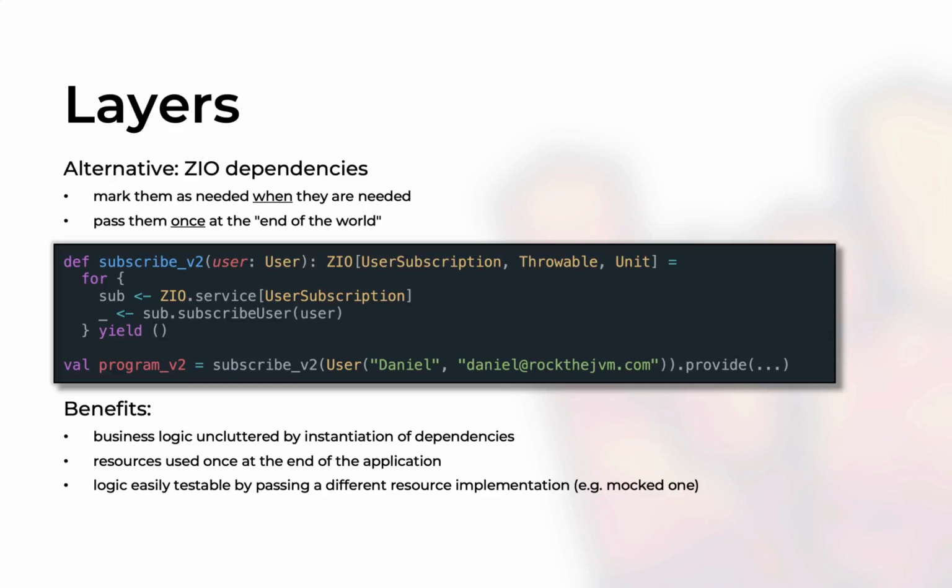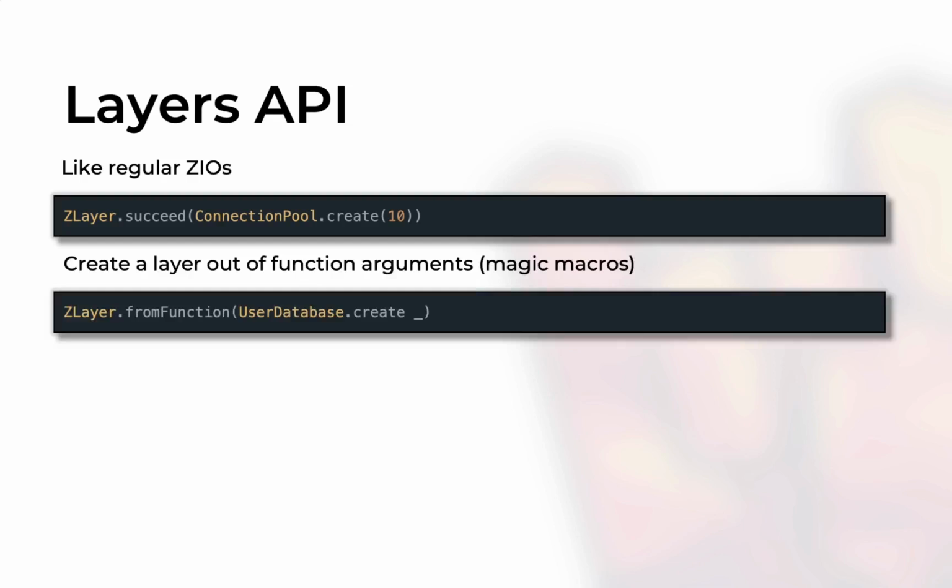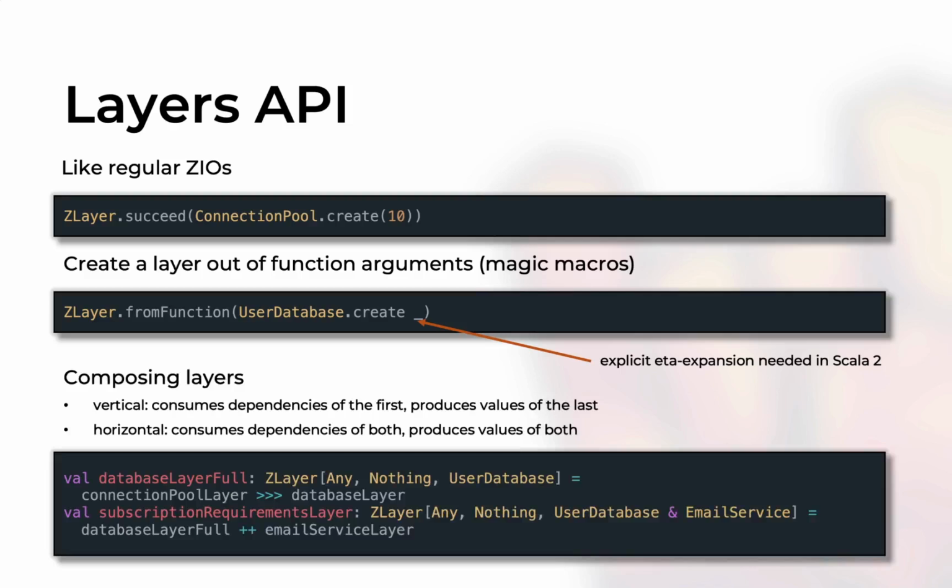And with those principles in mind, we introduced the ZLayers API. So ZLayers can be built like regular ZIOs with ZLayer.succeed, .fail, .attempt, and so on and so forth. ZLayers are these data structures that can be passed as dependencies to effects. You can also create a layer out of function arguments, and through some magic macros, the ZIO library will automatically infer the ZLayer's dependencies and the values that this layer will produce. The eta expansion is only needed in Scala 2 if you are passing a function value built out of a method. You can also compose these layers in a variety of ways.